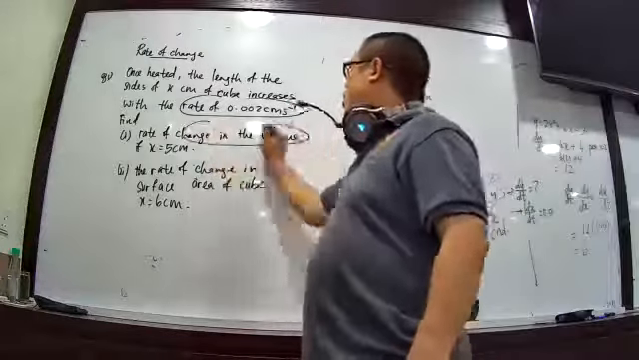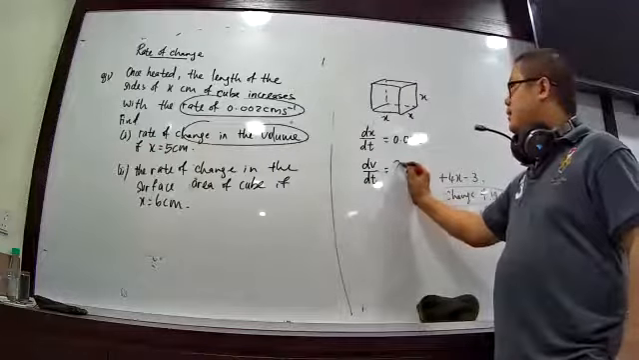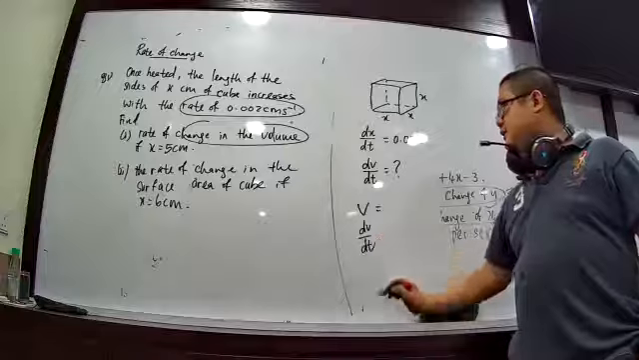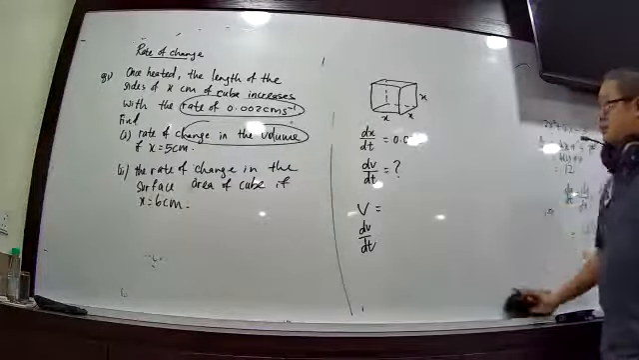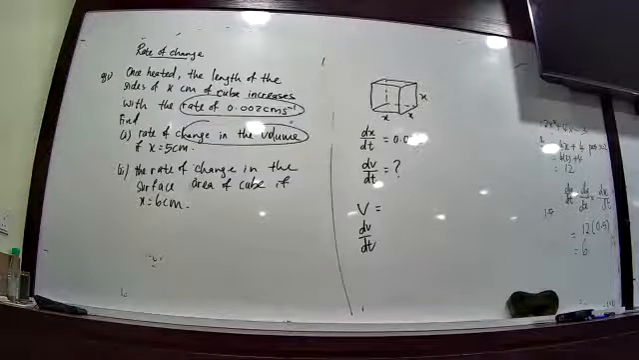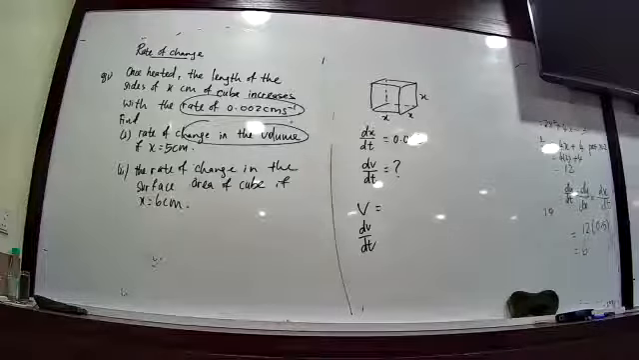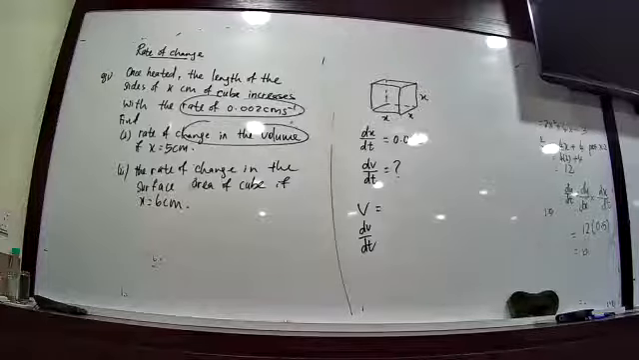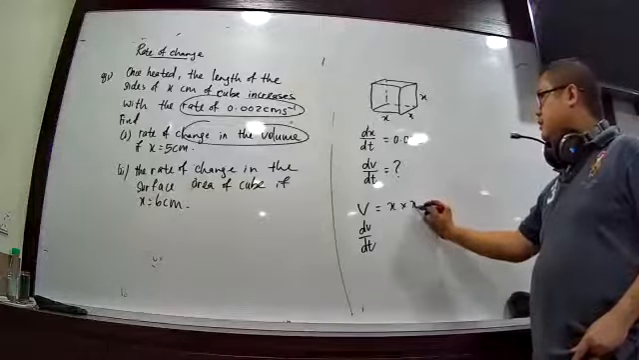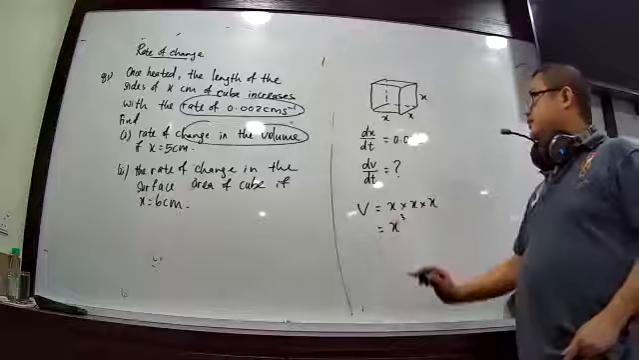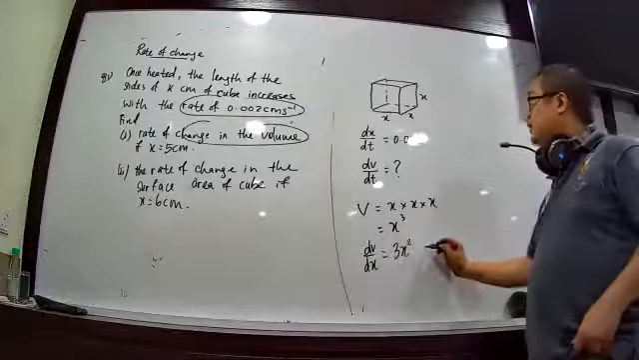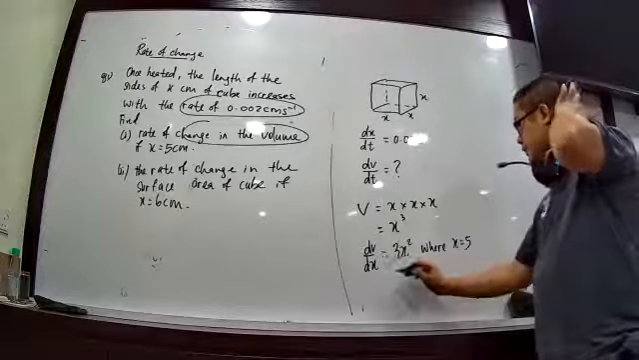Find the rate of change in the volume. So you want to find the dV/dt. So you can find V first, and then find the dV/dt. Volume, 长乘宽乘高. So you get that this one is x cubed. So your dV/dx will be 3x squared, and where x equals 5, then substitute.